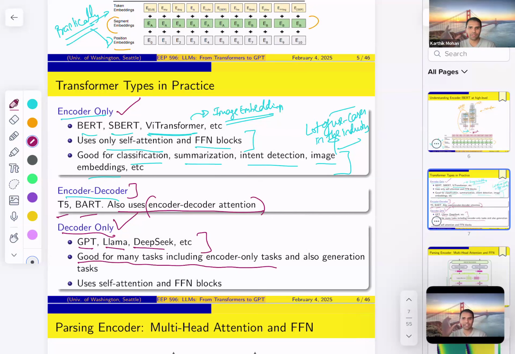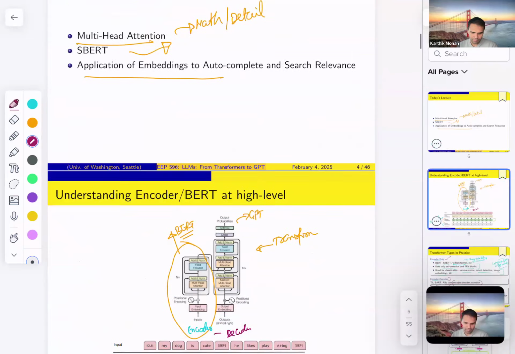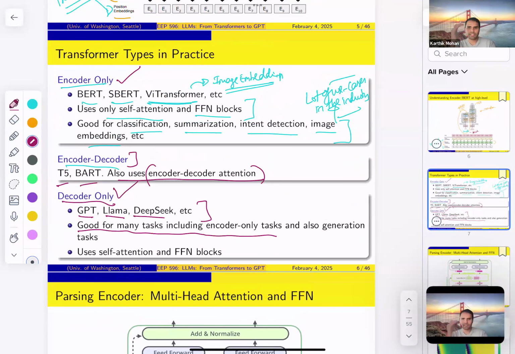So although you're only using the decoder, you can also do classification, summarization, and other things. This came up later, from GPT-3 on, people found that it can also do well on encoder-only tasks. So for that reason, in this course, we'll only focus on either encoder-only transformer or decoder-only transformer.